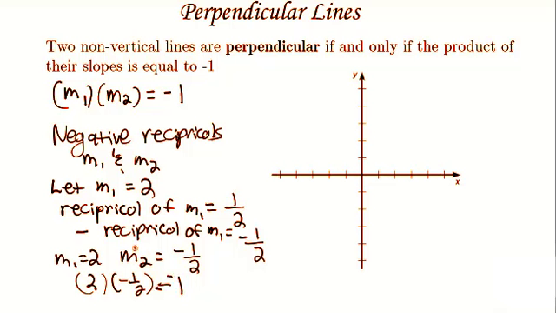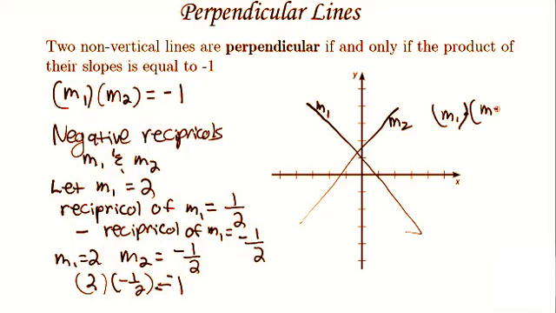Therefore, two non-vertical lines are perpendicular if the product of their slopes is equal to negative 1. It is another way of saying that the slopes of two perpendicular lines are negative reciprocals of each other. So if I have two lines that are intersecting at right angles, they are perpendicular, M1 and M2. The product of their slopes is equal to negative 1.